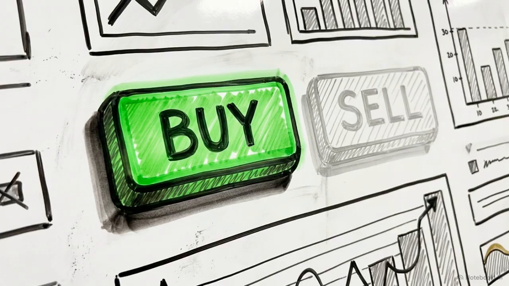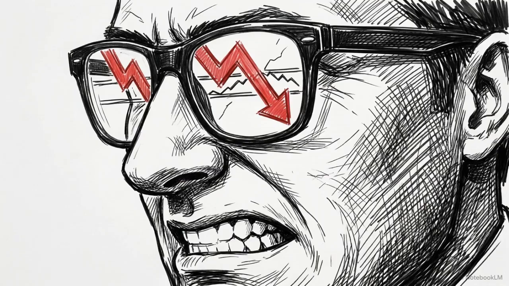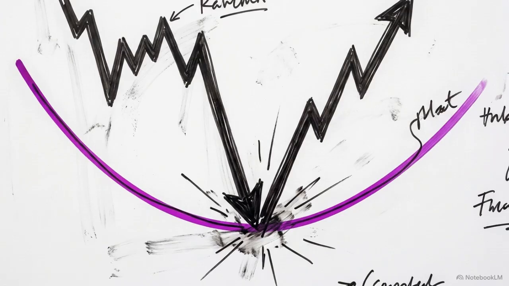From the second this cross occurs, the trader must mentally shift into a strict longs-only posture. Every short setup, no matter how tempting, is entirely ignored. Securing a technical bias is your first line of defense. It ensures you are never trading against the dominant institutional momentum.